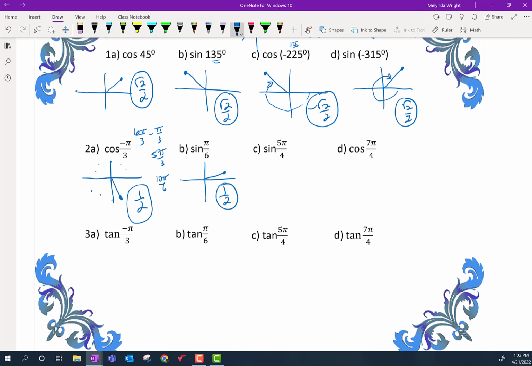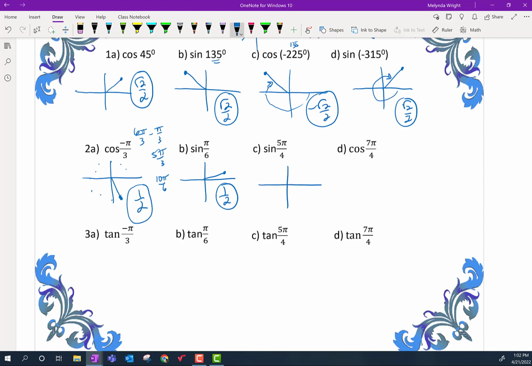Okay, so now, by the way, on the 30, 60, 90s, you only have two choices. It's either 1 half or root 3 over 2. I mean, that's all you got. It's a 50-50 chance if you don't know. It's 1 half or root 3 over 2. The only thing that is a little bit different is depending on the quadrant, it could be positive or negative. I mean, that's it.